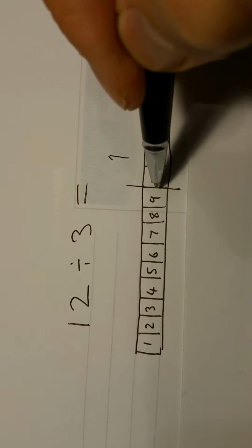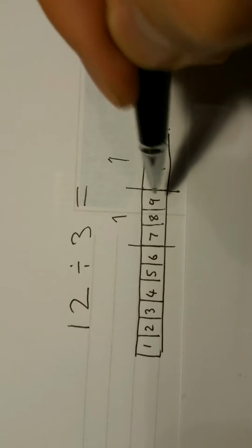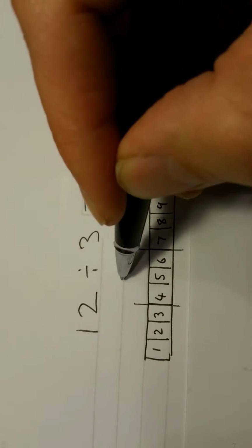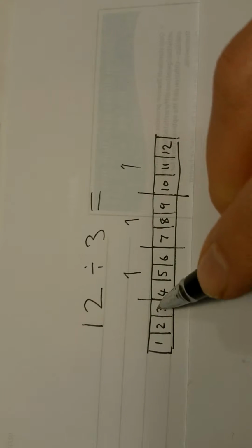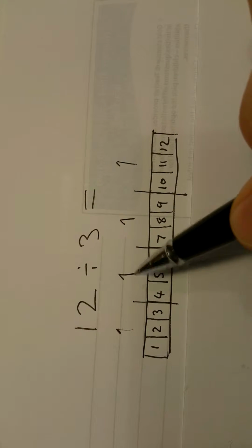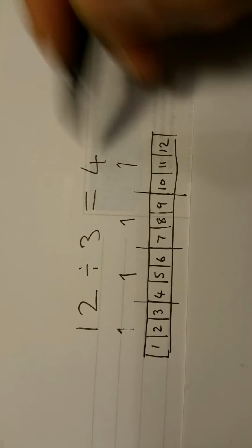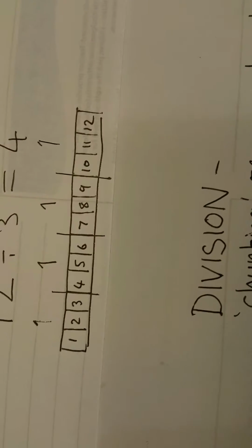Then I'm going to take out another 3 blocks. That's another lot of 3. And then another 3 blocks, and that's another lot of 3. And then finally, there's 3 blocks left, and that's another lot of 3. So how many lots of 3 did I get? 1, 2, 3, 4. So my answer is 4. That's fine, but it took me a while to draw those blocks.